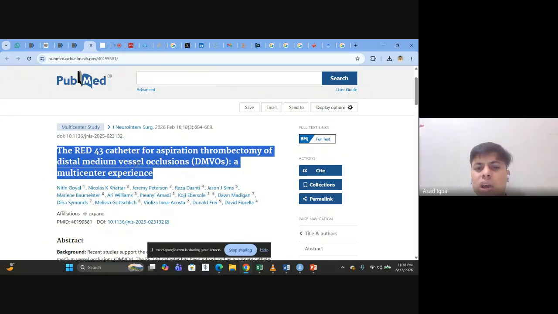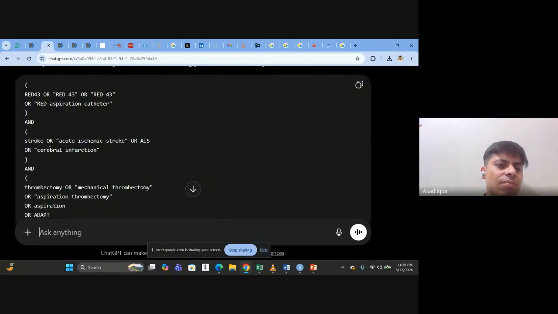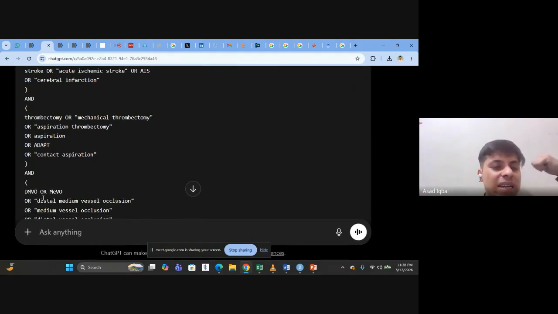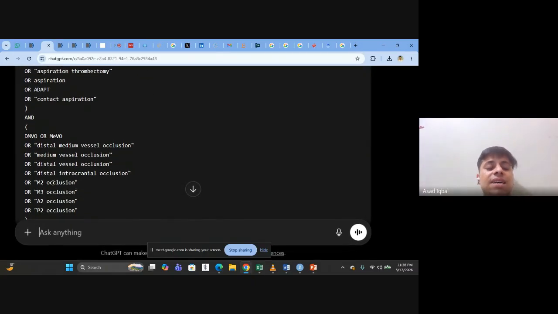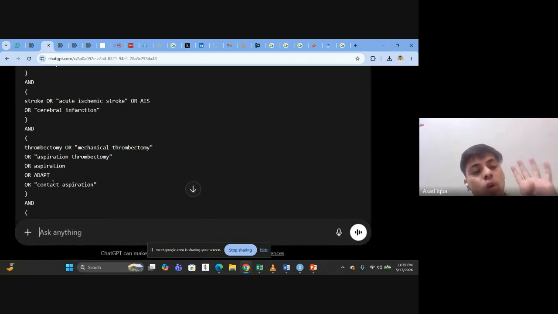It doesn't have stroke in its title. So if I'm doing this, this paper will not be retrieved. Because the search strategy is saying that when I pass it to PubMed, it will pull those papers which have RED, which have stroke, which have thrombectomy or any of the words here, and which have any of the words in this one. A title must have these four words.